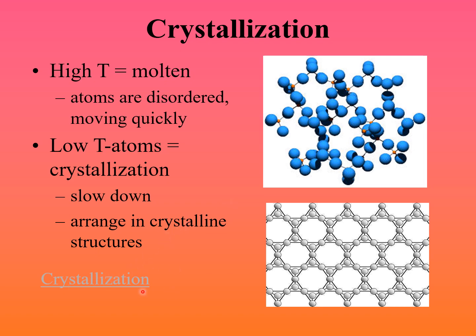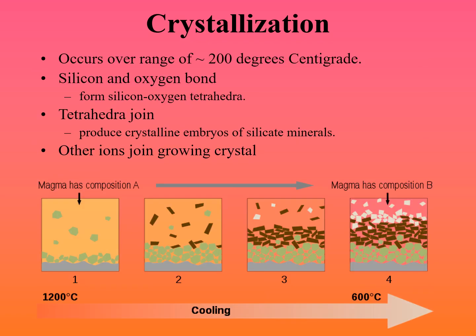For a great visualization, I highly recommend clicking on this link here. You can go into the PowerPoint slides on Blackboard, find this slide and click on that crystallization, because it's a really great, simple, cartoony way of showing you how this process occurs. And as you get crystallization, these magmas start to form minerals, and then those minerals go on to form rocks, specifically igneous rocks.